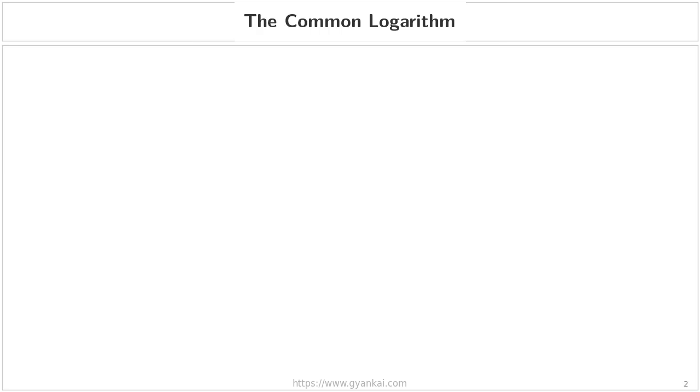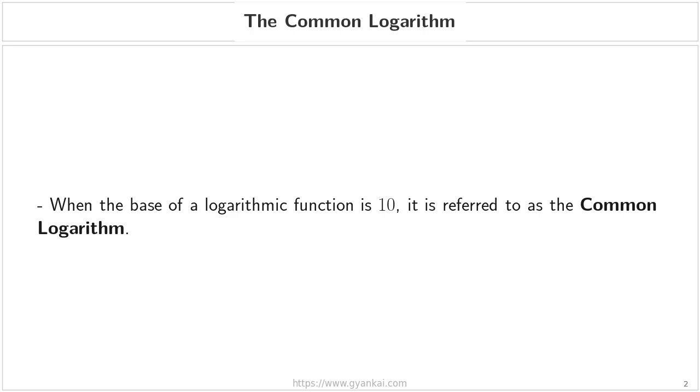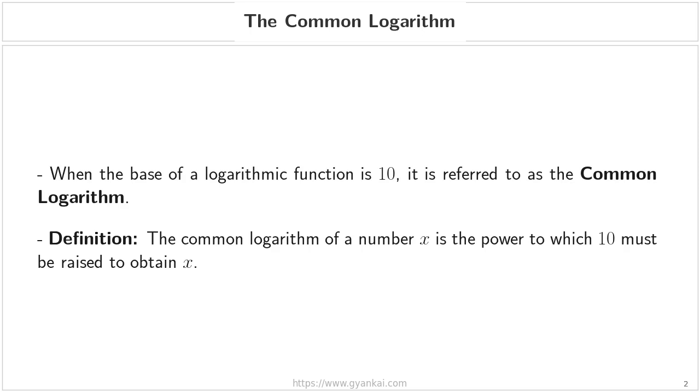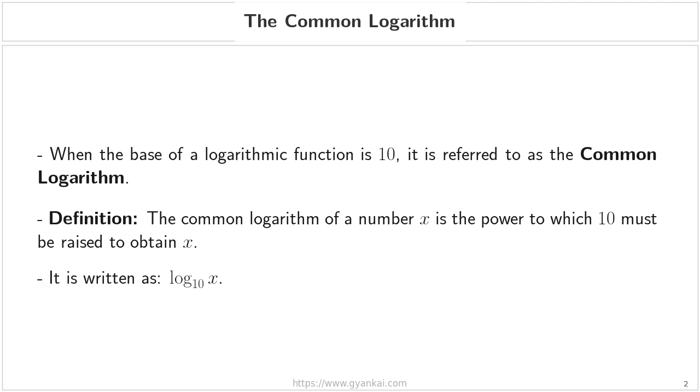The common logarithm. Now, let's dive into the first of the two special bases we mentioned in the previous slide. When the base of a logarithmic function is 10, it is referred to as the common logarithm. To understand this more clearly, let's look at the definition. The common logarithm of a number x is simply the power to which 10 must be raised to obtain that number x. In mathematical notation, we write this as log base 10 of x.